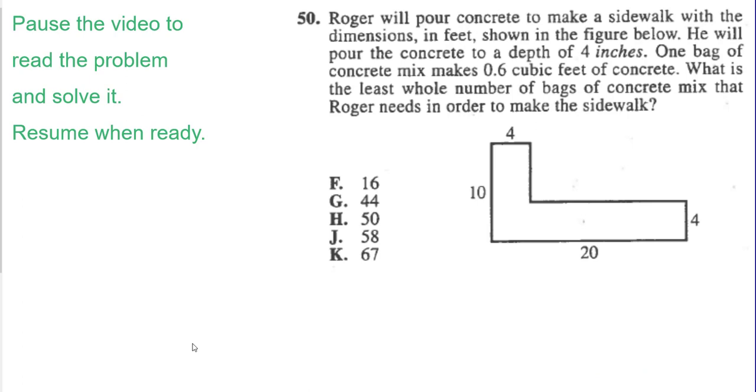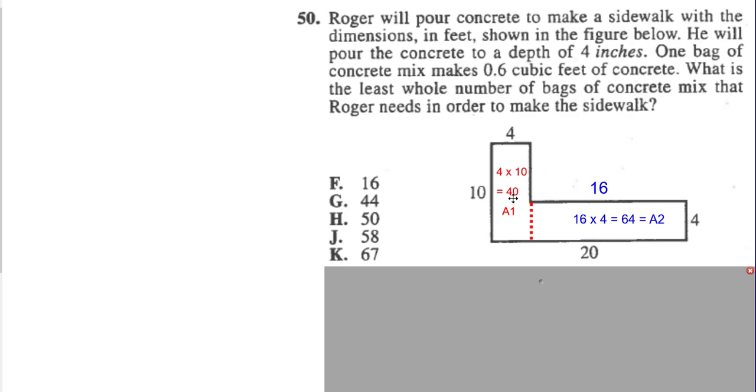Number 50, pause is needed. So I divided this up into two rectangles. One is 4 by 10. The other one is 16 by 4. So the areas are 40 square feet and 64 square feet.